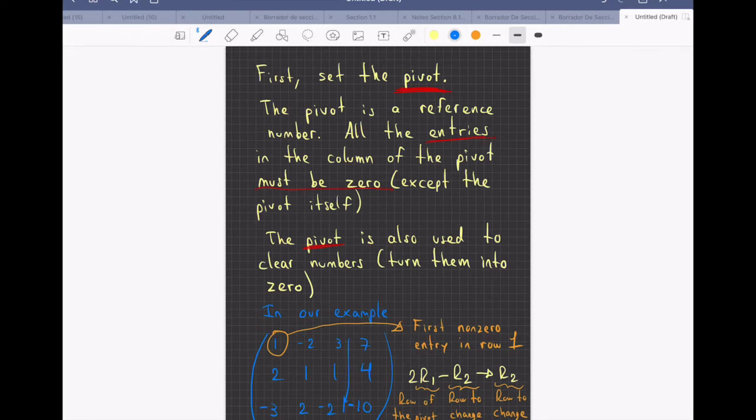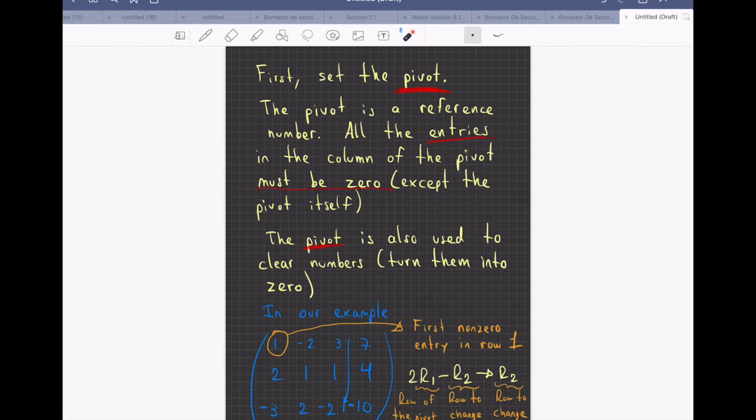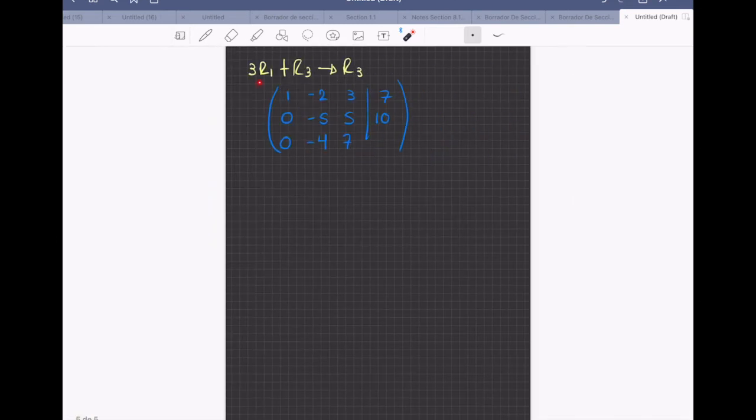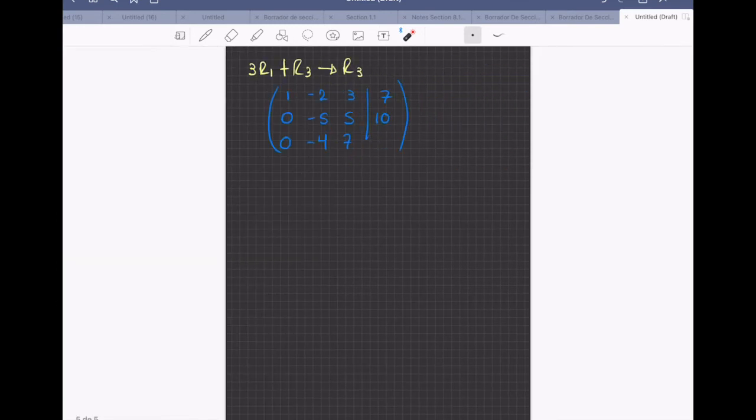I'm sorry, I was doing the last number. I'm doing this operation: 3 times row 1 plus row 3. 3 times row 1, 21. 3 times 7 is 21, minus 10 is 11. And there you have it. But notice, what do we have here? We have 0 and 0. After that, we're done with that pivot.